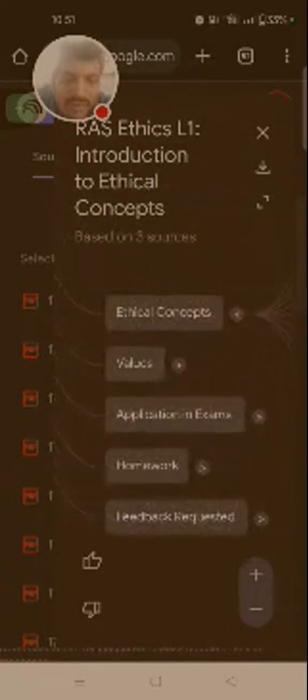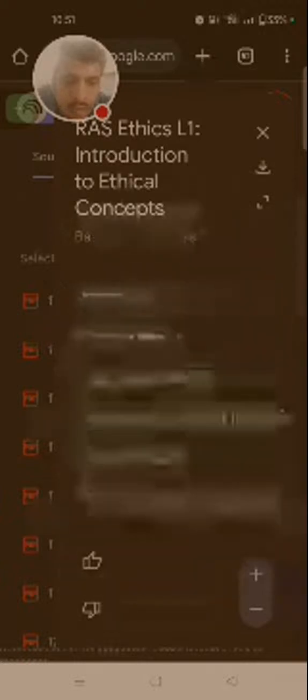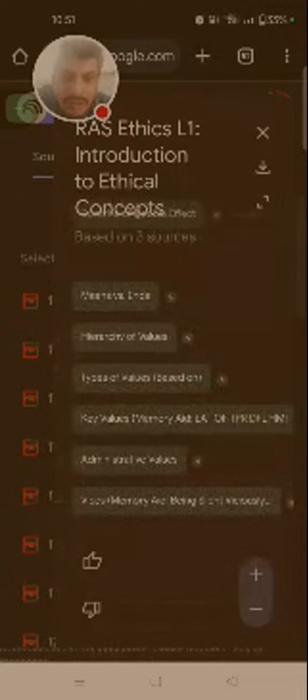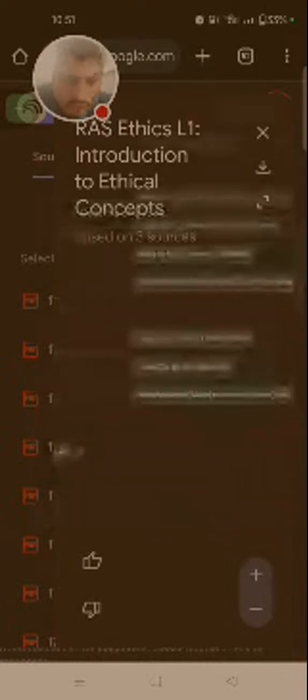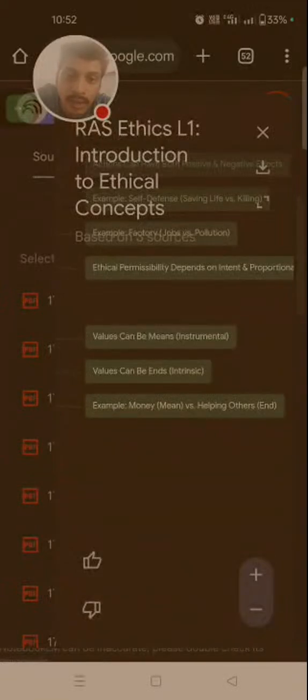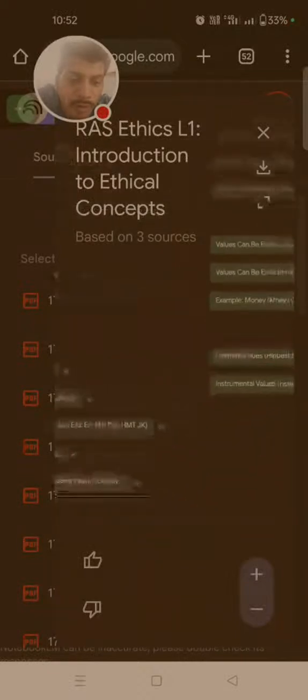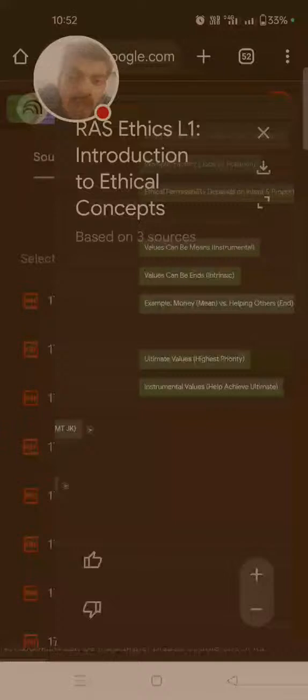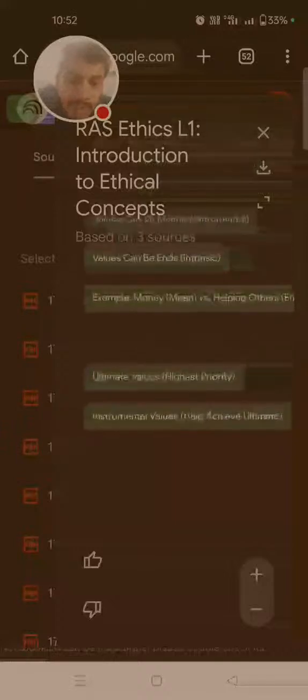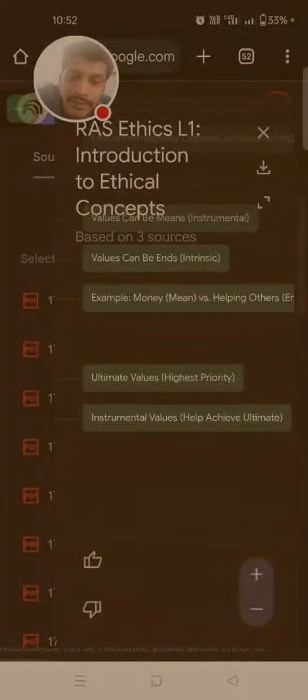Then comes values. What are values? Values are related to means and ends. Some values depend on means, and some depend on ends. So a value can be instrumental, and a value can be an end, intrinsic. Example: money can be a means, but it is an instrument to a final value like happiness or helping others. Then comes the hierarchy of values. Highest priority is given to ultimate value, and second priority to instrumental value.